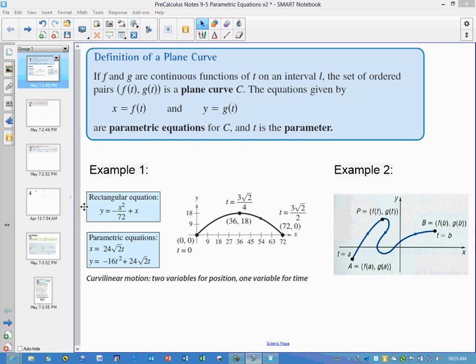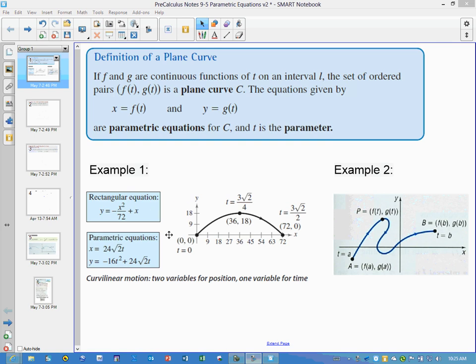So here's an example of a rectangular equation. We have y equals this function of x. And if we look at the visualization or the graph of that equation, we would see a parabola. It's y equals x squared. It's going to be a parabola. And the idea of y equals a function of x is that x is the input and y is the output. So in other words, if x is such and such a value, then y is such and such a value.